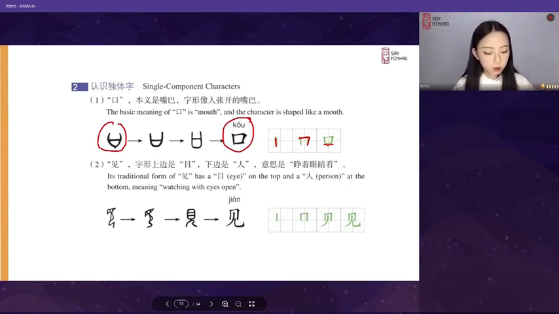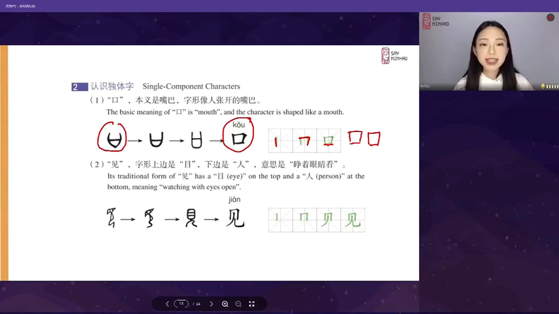Now try to write it with me, okay? A vertical, a horizontal turning, and then a horizontal. This is 口, which means mouth.